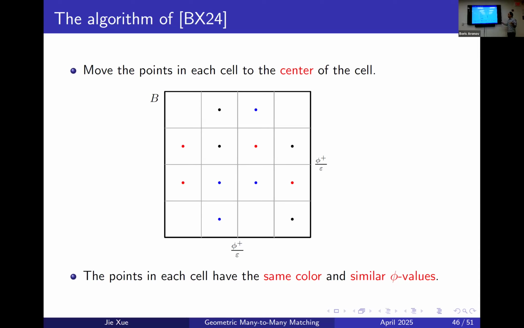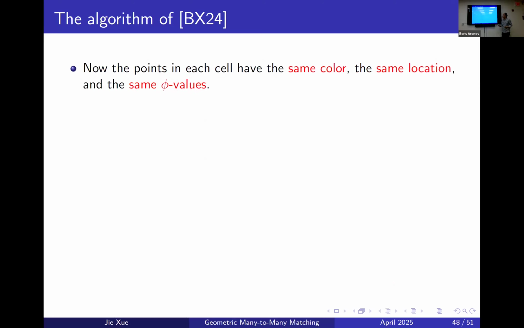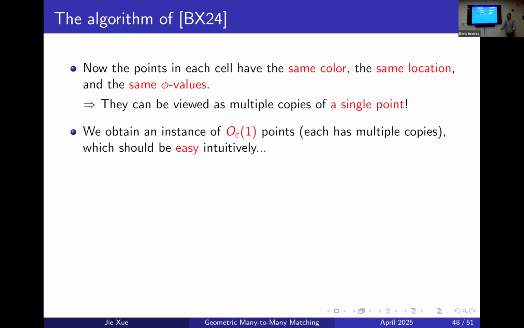As you can see, after these modifications, in each cell we have multiple points, but they are of the same color, in the same location, and they have the same phi values. So they can be viewed as multiple copies of a single point. Then how many points do we have? It's only a constant. We just have a mark saying how many copies there are for each point. That mark can be large, but the number of different points is small, it's only a constant. And hopefully this can help us to efficiently solve the problem.